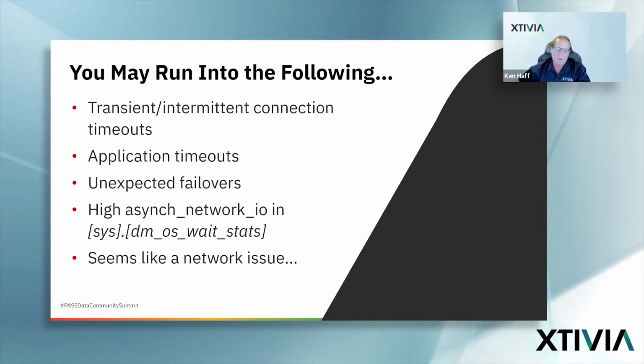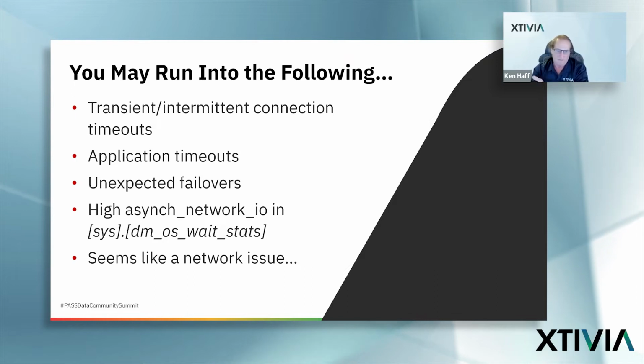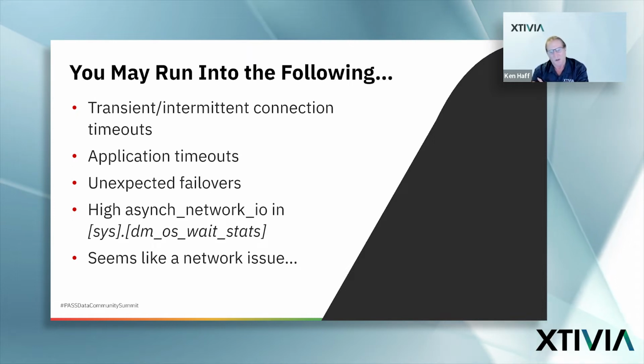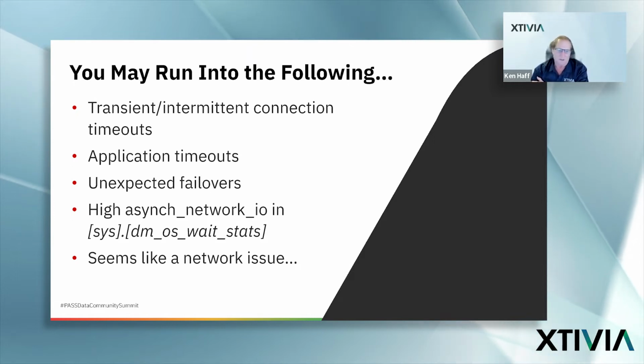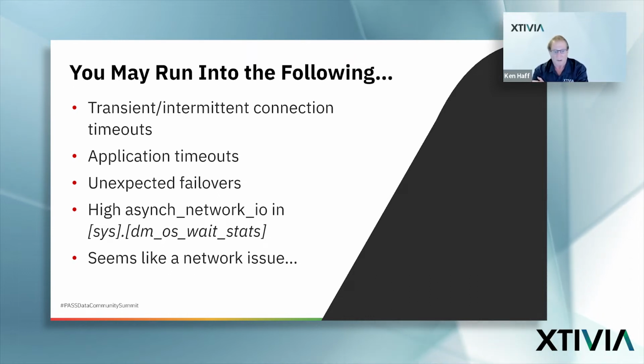So during your day as a database administrator, dealing with always-on or clusters or just applications, you may be troubleshooting transient timeouts, intermittent failovers, or almost failovers. Users may complain about taking a long time to log in, or their app is timing out at random times. And you look and you see really nothing jumping out. You might see a higher async network IO and DMOS wait stats. That could be an indicator.